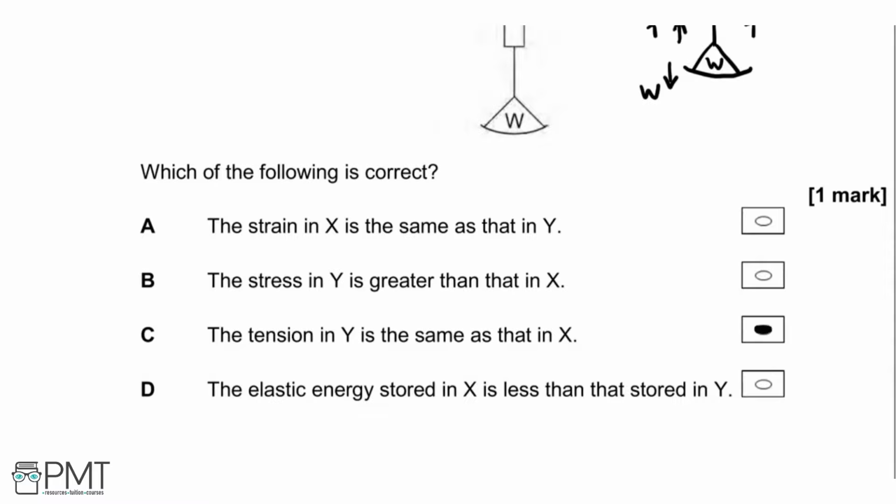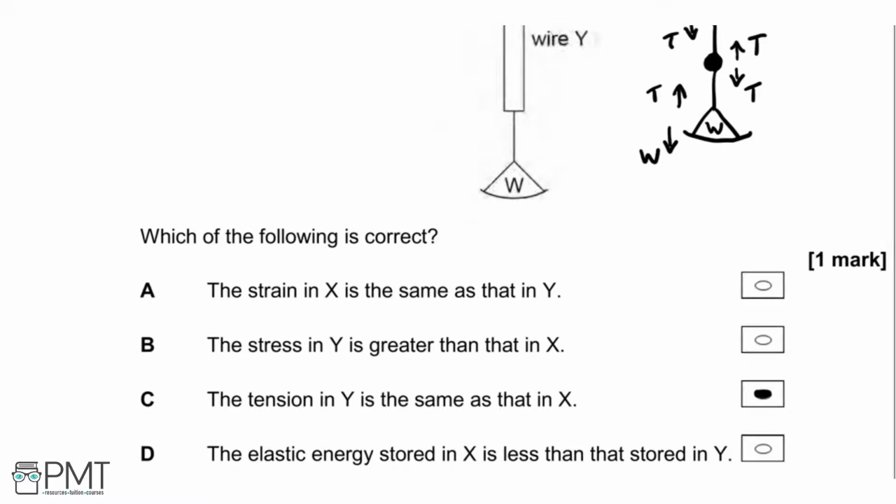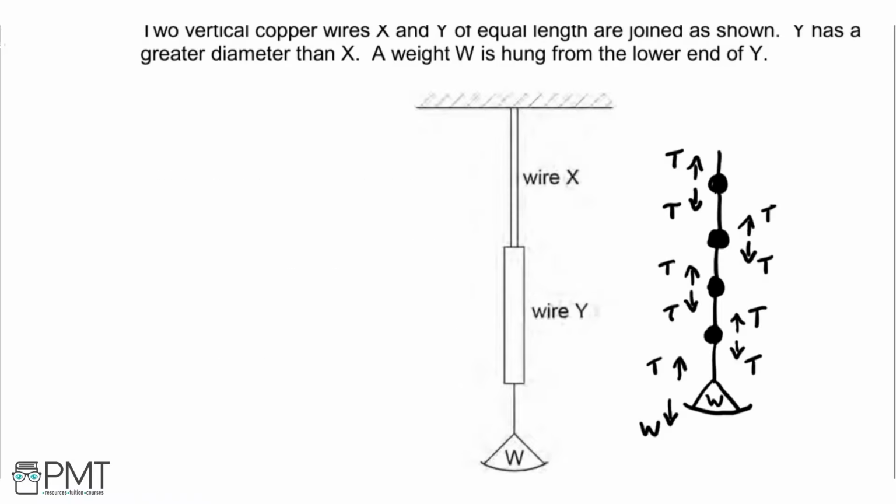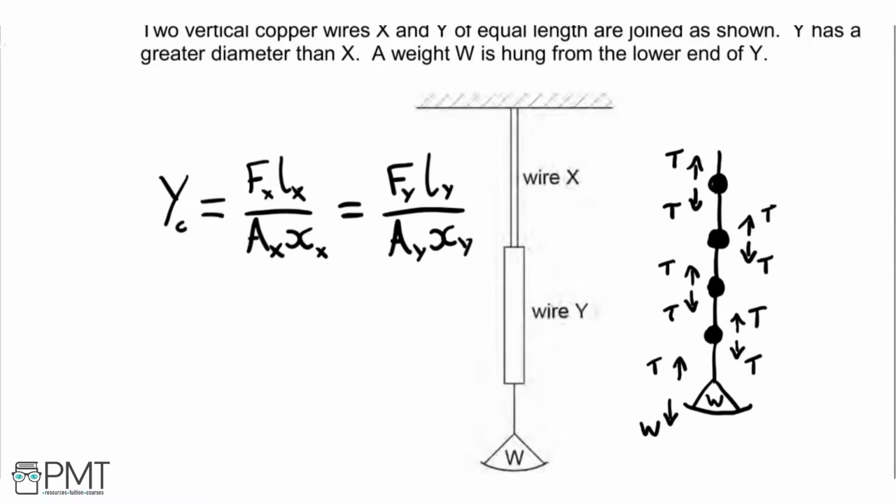Now, just a quick clarification on why it's not the other three answers. If we look at the equations involved, so what I've done there is I've written the Young modulus equation in terms of force, original length, cross-sectional area, and extension. That's a combination of the stress and strain equations as well. So stress being equal to force divided by cross-sectional area, and strain being equal to extension divided by original length.